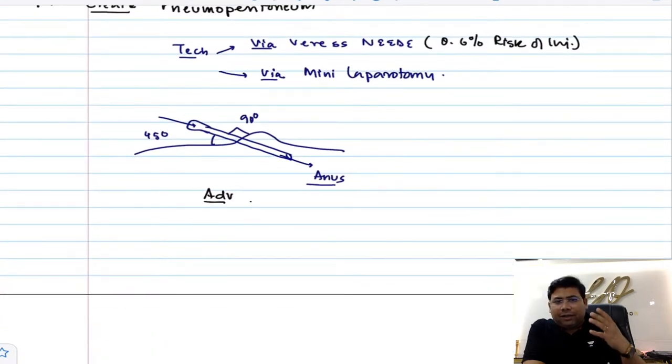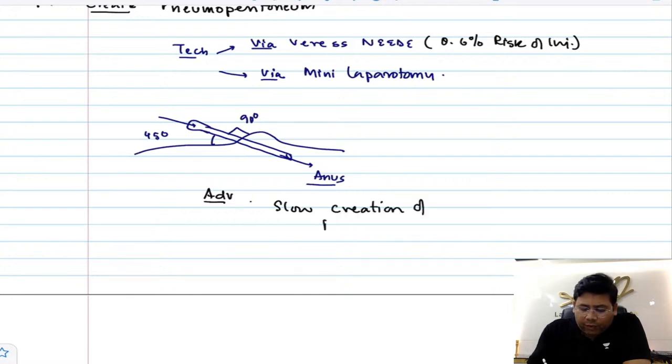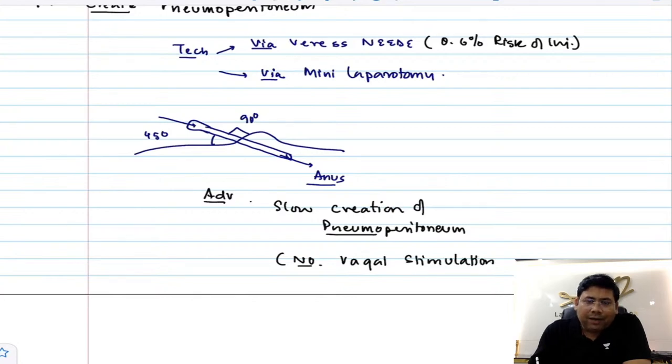So the biggest advantage is that if you see all of my videos, I use the venous needle technique. The advantage is slow creation of pneumoperitoneum. And whenever you talk about slow creation of pneumoperitoneum, the advantage is there is no vagal stimulation, and if there is no vagal stimulation, therefore there is no risk of bradycardia.